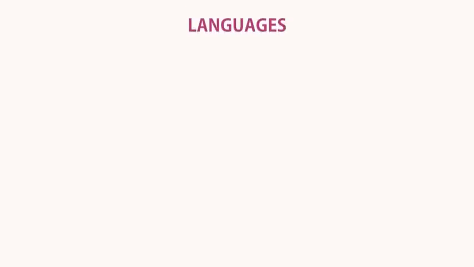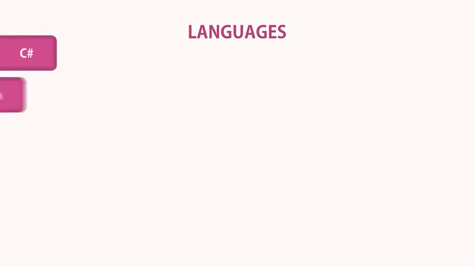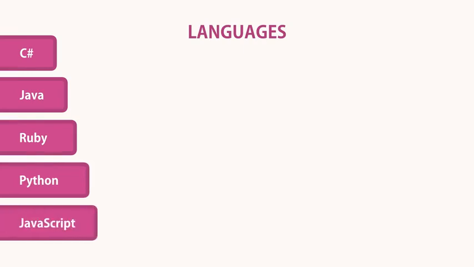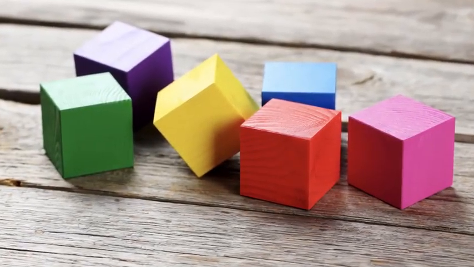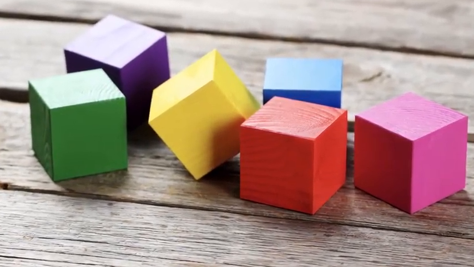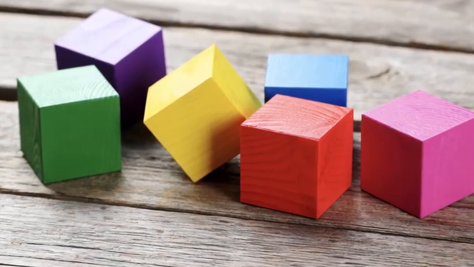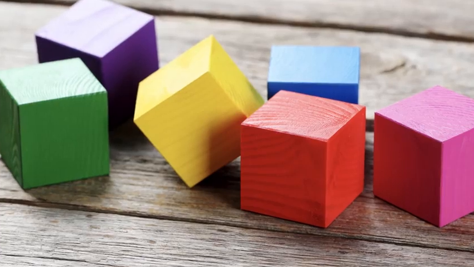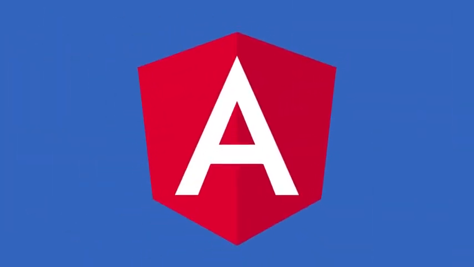There are several programming languages out there that support object-oriented programming, such as C#, Java, Ruby, Python, JavaScript, and more. Now, JavaScript is a little bit controversial, but I'll get to that later. It may interest you to know that many of the popular frameworks out there that you might be using are actually designed with object-oriented programming concepts in mind. Angular is an example of these frameworks.